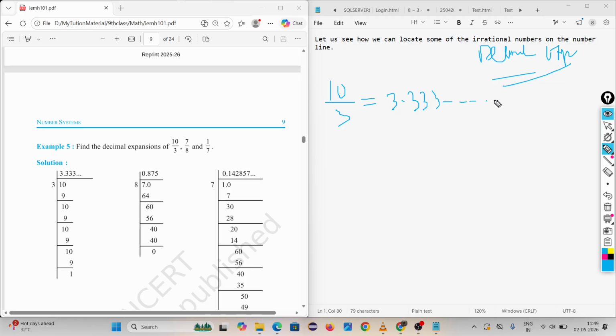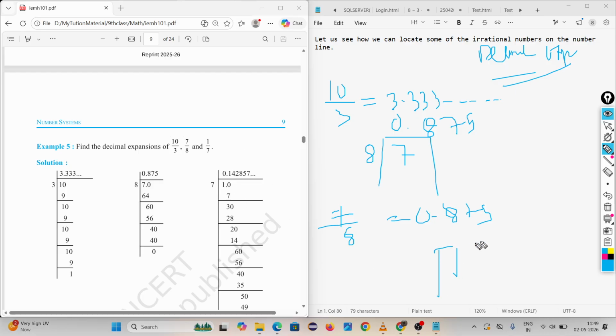Look, when we divide 10 upon 3, we got the quotient as 3.333. Then in the next case, when we divide 7 by 8, now my quotient is 0.875 and it is terminating. And in the last case, when you divide 1 by 7, this time also look at my quotient.